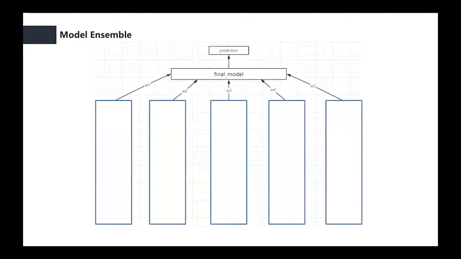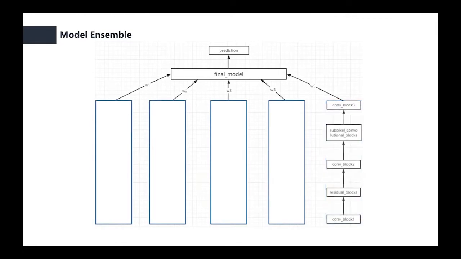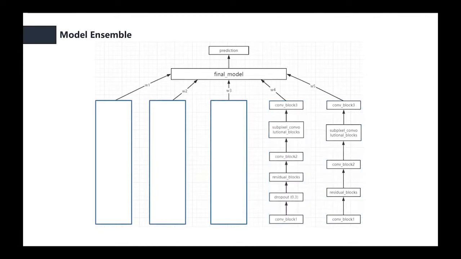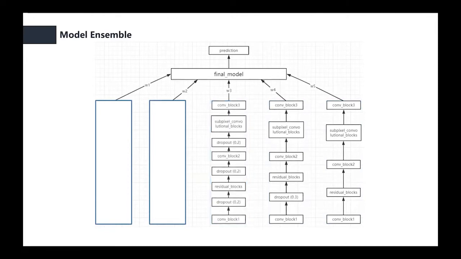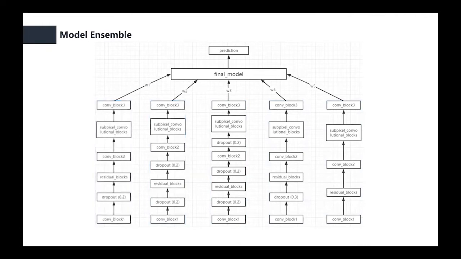In the model ensemble part, we trained 5 basic SRSNet models respectively in order to be used as the generators of SR-GAN models. The first one is the original SRSNet model. In the second one, we added a dropout layer behind first convolution blocks, and the dropout rate equals 0.3. Then in the third one, 3 dropout layers were added, and the rate became 0.2. The last 2 are shown in this figure respectively.